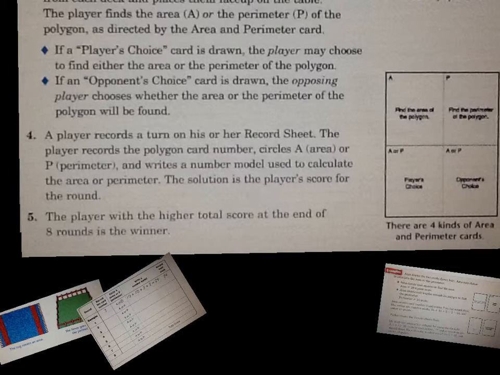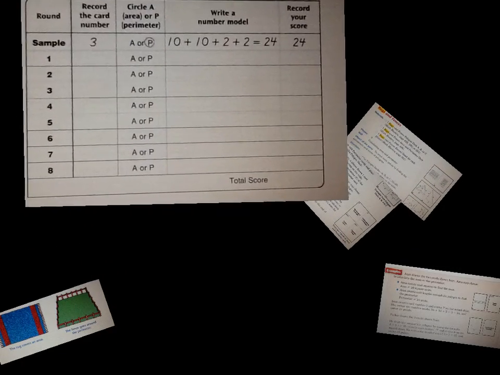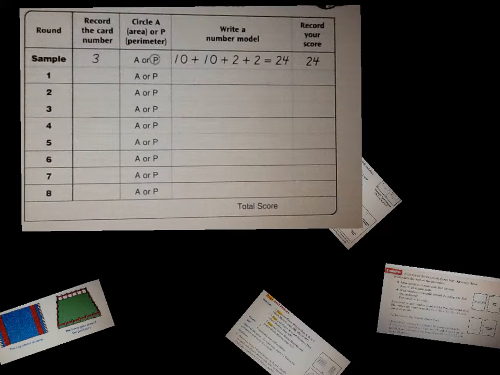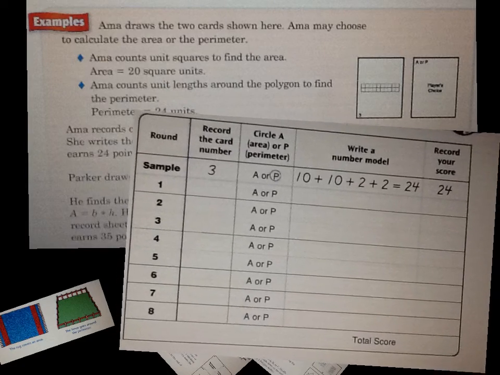So let's now take a look at a couple examples before we go off. Here we have our record sheet that we would be using, and here's our example here. It says Amma draws the 2 cards shown here, and we can see her cards are here. So here's this one and this one. It says Amma may choose to calculate the area or perimeter because her card here says A or P, player's choice, so she gets to choose.